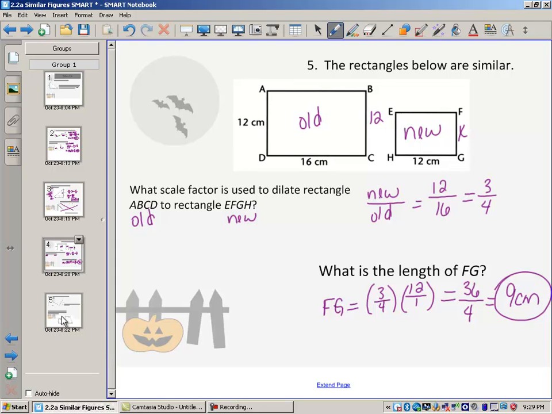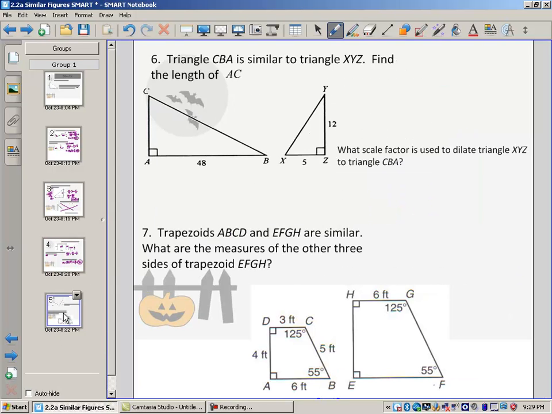Okay, 2 more questions. Number 6. Triangle CBA, the big one, is similar to triangle XYZ, the small one. Now if you'll notice, these triangles are not sitting the same way. This one's laying down on its base and this one is sitting up. And so when you're looking at corresponding sides in a minute, that's going to be important. They want us to find the length of AC, which is right here.